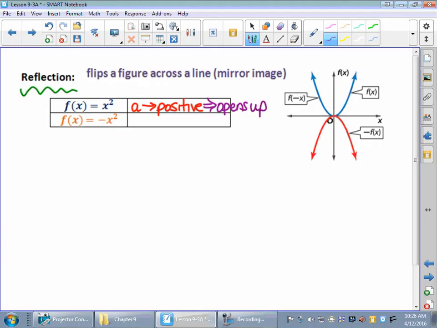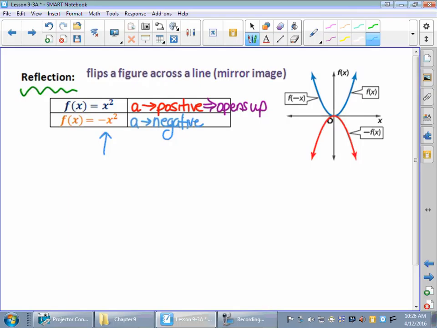We also know that our vertex will be a minimum. We've got all kinds of other things we've talked about. If my equation is a negative x squared, that means, of course, my a value is negative. We can mix and match the reflection with the dilation, so we could have like a -1/2. We can do things like that.